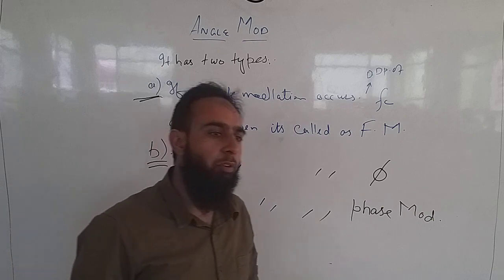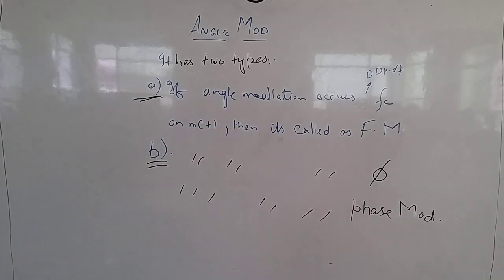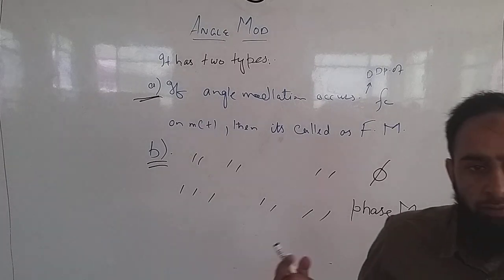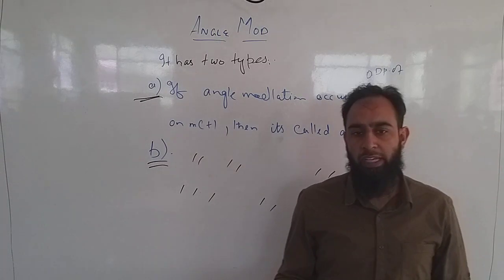कुल मिला के दो टाइप ऑफ मॉड्यूलेशन है. एंगल मॉड्यूलेशन की जो टाइप्स है वो दो है. Eyes on board please. Angle modulation types we have two. One is frequency modulation, another is phase modulation.